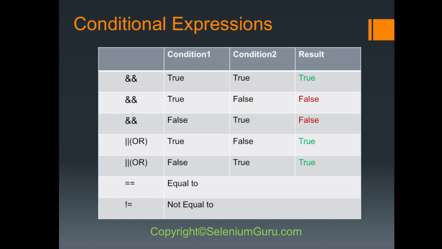We can use conditional expressions like AND, OR with two pipe signs here, and equal to for comparison and not equal to for comparison as well. When you have AND, if you have two conditions and one condition is true and the other is true, it's going to be true. If condition 1 is true but the other is false, then your final condition is false. If condition 1 is false and the other is true, it's false. For OR, if either of the conditions is true, so let's say condition 1 is true and condition 2 is false, it's going to say true. And with condition 1 false and condition 2 true, it's going to be true. And this sign here is for equal to, and that is for not equal to.